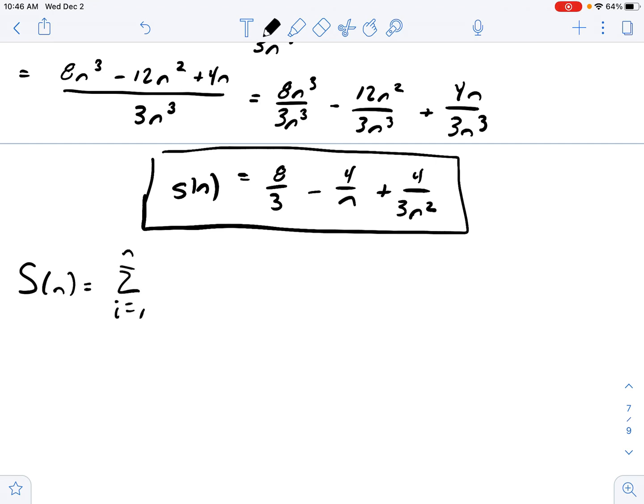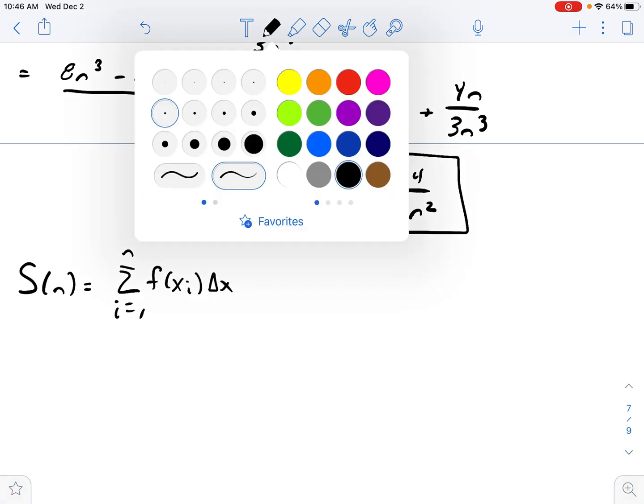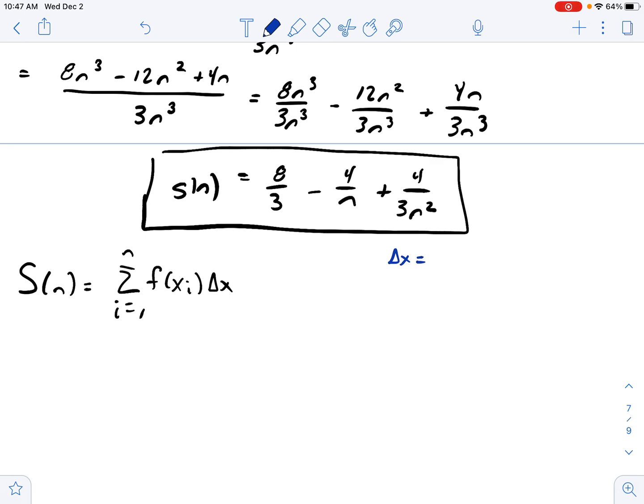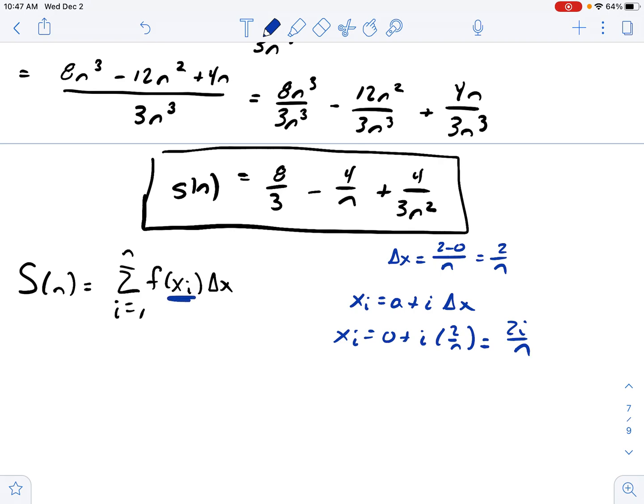So capital S sub n, again, is going to be the summation as i goes from 1 to n, f of x sub i delta x. Delta x is no different than it just was. That's still 2 over n, 2 minus 0 over n. X sub i, a plus i delta x for the upper sum, the right sum here, 0 plus i times 2 over n is just 2i over n. Maybe you're noticing the right sums tend to be a little more convenient.